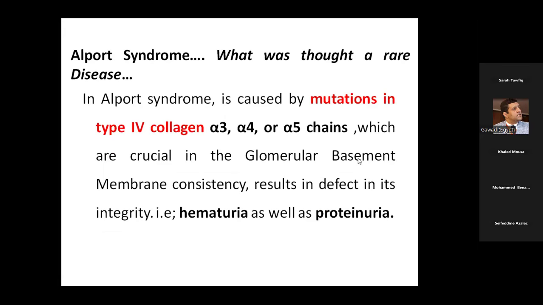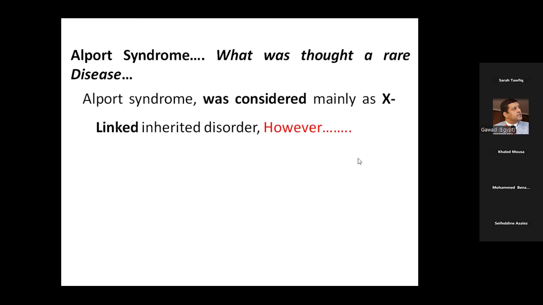You are totally right. Alport syndrome is caused by mutations in alpha chains 3, 4, and 5, which are crucial for the glomerular basement membrane consistency, resulting in defects in these alpha chains that cause hematuria as well as proteinuria. And we should know that proteinuria could be present in the absence of hematuria. I think our colleagues in nephrology know that many patients now present with proteinuria with no history of hematuria, at least no history of gross hematuria.